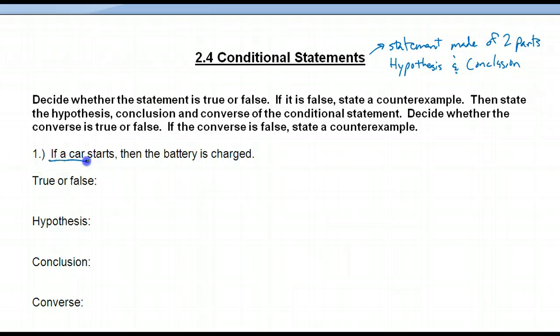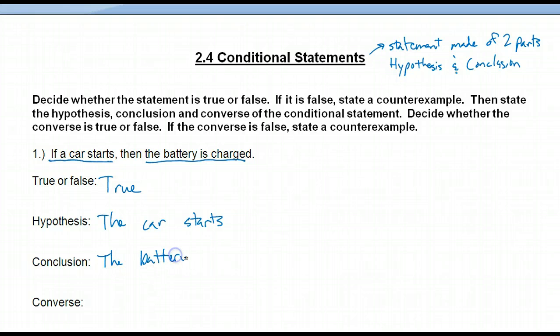This first part of our statement is the hypothesis. The second part is our conclusion. So if we look at this statement, if a car starts, we're going to assume the car starts, then the battery is charged. Well, that statement is true. The hypothesis is the car starts. We're going to assume that the car does start, so our hypothesis is true, and then we're going to conclude the battery is charged.